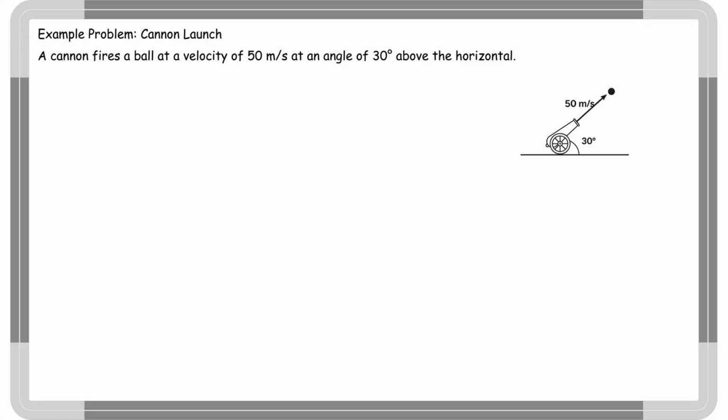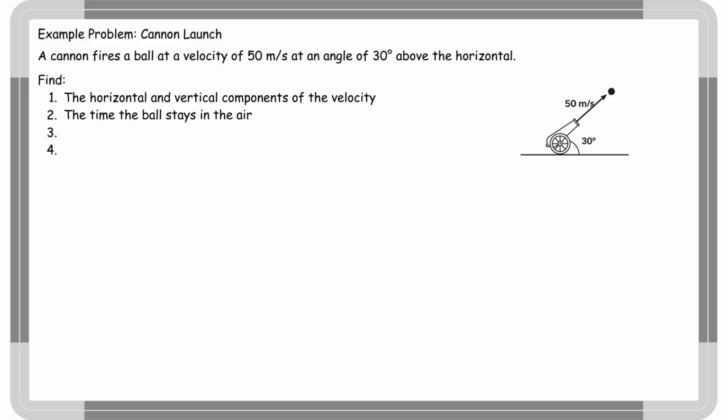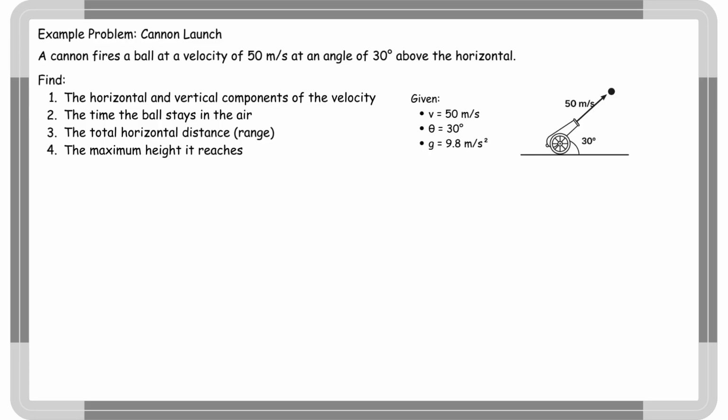Let's solve a projectile motion problem. A cannon fires a ball at 50 meters per second, at an angle of 30 degrees above the horizontal. We'll find four things. 1. The horizontal and vertical components of velocity. 2. The time the ball stays in the air. 3. The total horizontal distance, or range. And 4. The maximum height it reaches. We'll assume no air resistance and use 9.8 meters per second squared for gravity.